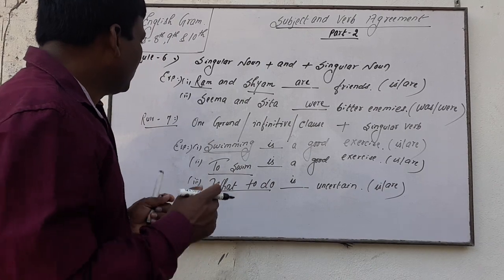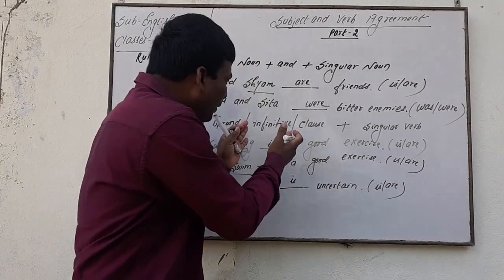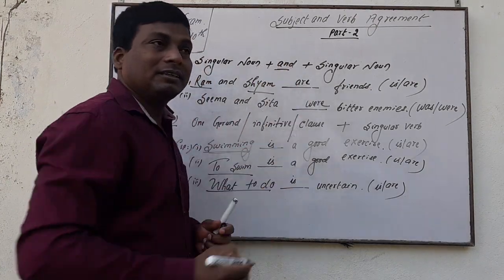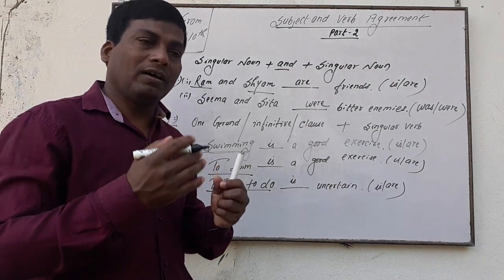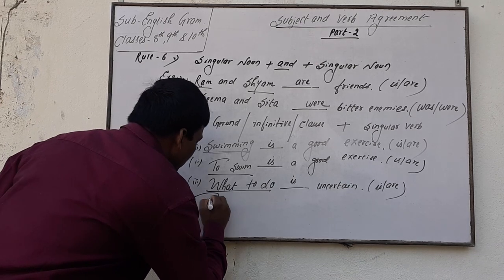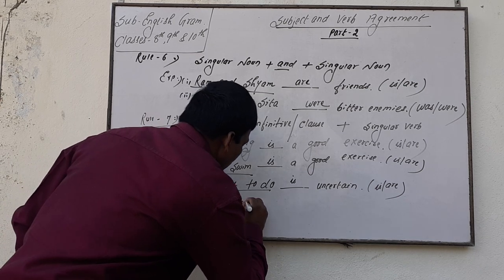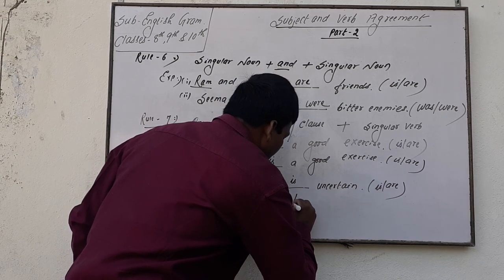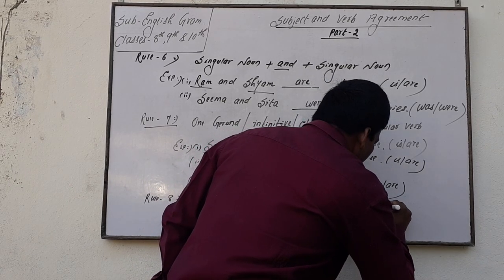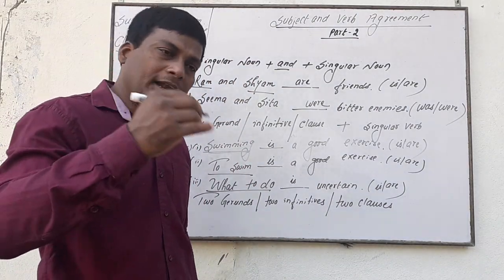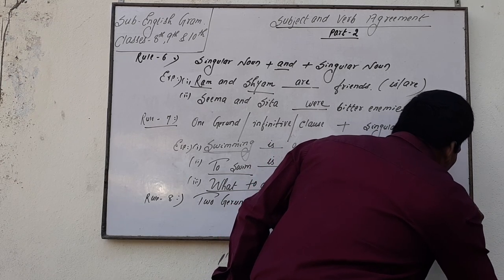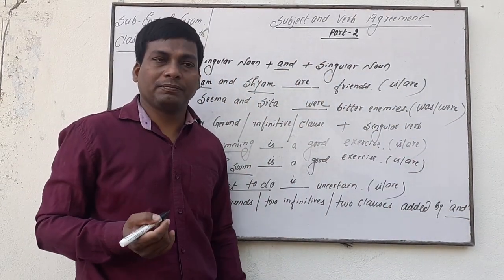But if there are two gerunds and two infinitives and two clauses combined by the help of and, then what will be the verb? The verb will be singular or plural. Rule number 8. Two gerunds, two infinitives, two clauses added by and. Then what will be the form of verb, singular or plural?